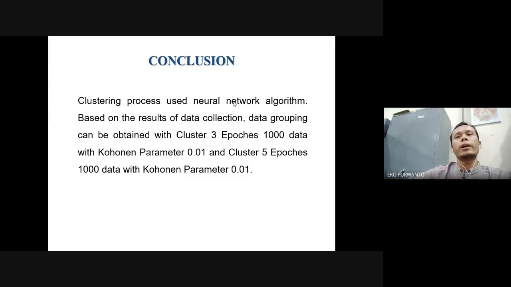Conclusion. The clustering process uses a neural network algorithm based on the results of data collection. Data grouping can be obtained with a 3-cluster approach for 1000 data with a coherence parameter of 0.1, and a 5-cluster approach for 1000 data with a coherence parameter of 0.1.